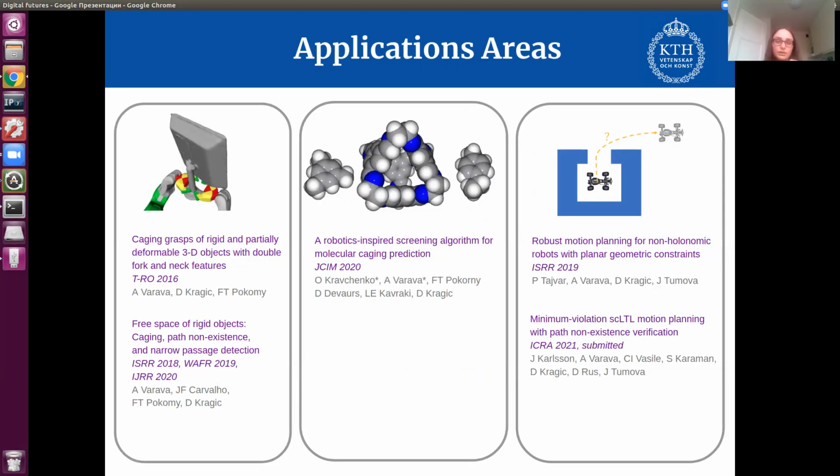Yes, and we applied this algorithm to applied problems in different areas, as I mentioned: organic chemistry, robotic manipulation, and also self-driving cars and motion planning for self-driving cars.